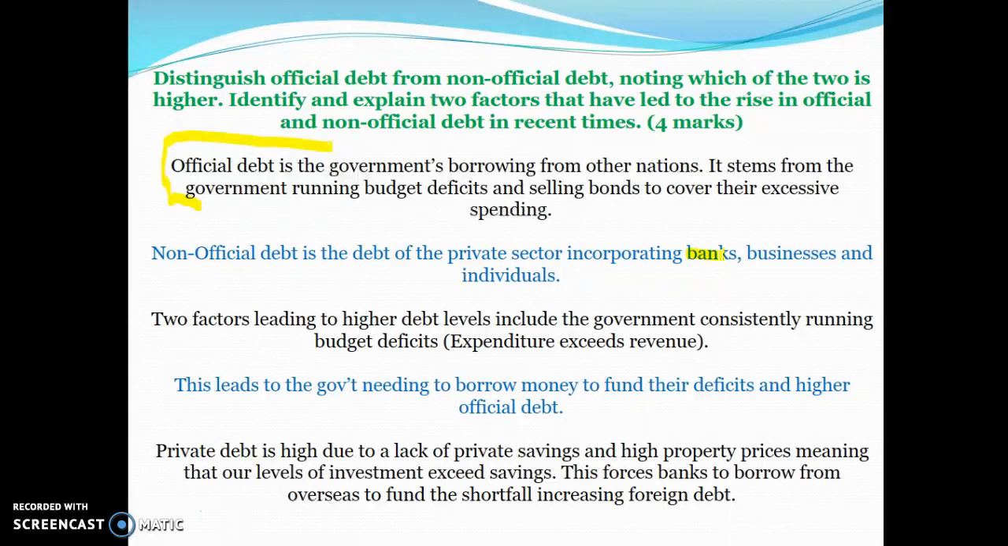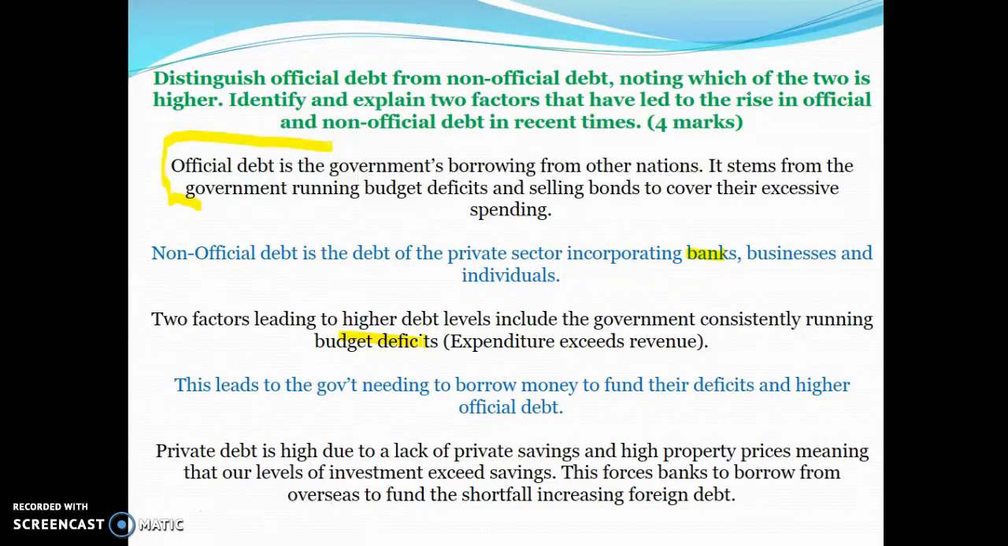Non-official debt is higher because the private sector makes up most of our debt. There are two factors that have led to higher debt levels. The two main ones at the moment are the government consistently running budget deficits, so the government needs to finance their borrowing, and that leads to higher official debt. And the main reason leading to private sector debt is the lack of national savings.